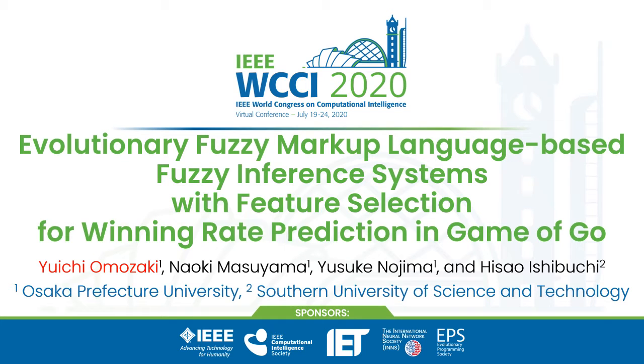Hello everyone, I'm Yuichi Omozaki from Osaka Prefecture University in Japan. I'd like to talk about evolutionary fuzzy markup language-based fuzzy inference systems with feature selection for winning rate prediction in game of Go.